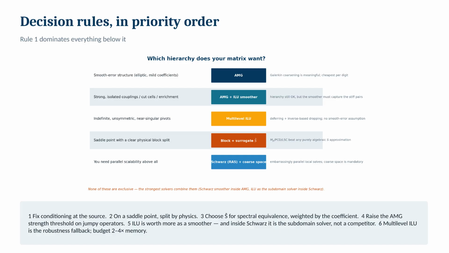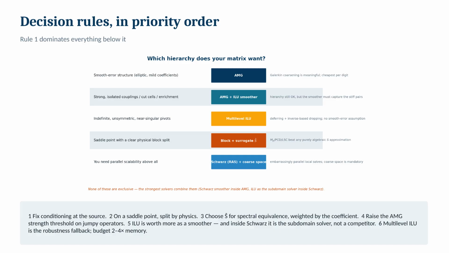4. If you're using AMG on a jumpy operator, raise the strength threshold. At theta equals 0, everything is strong and aggregation is blind to the jump. 5. ILU is worth far more as a smoother than standalone. 14 versus 43 on the mild problem, 16 versus 50 under cut cell stress. And in a Schwarz method, ILU is the subdomain solver. These are not competing choices, they compose.